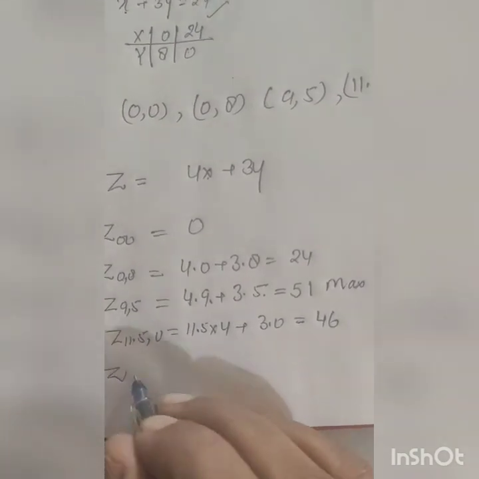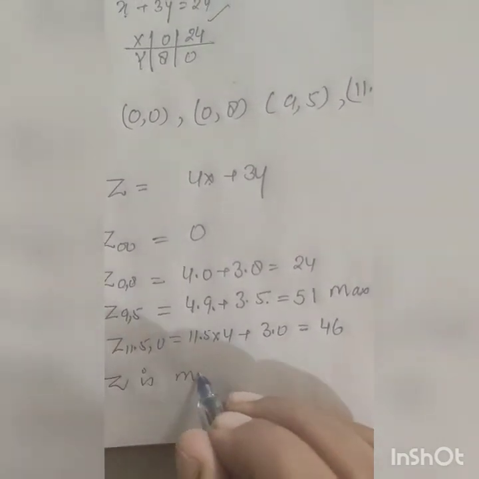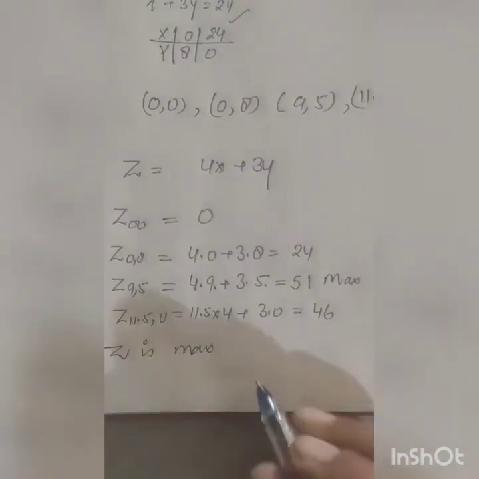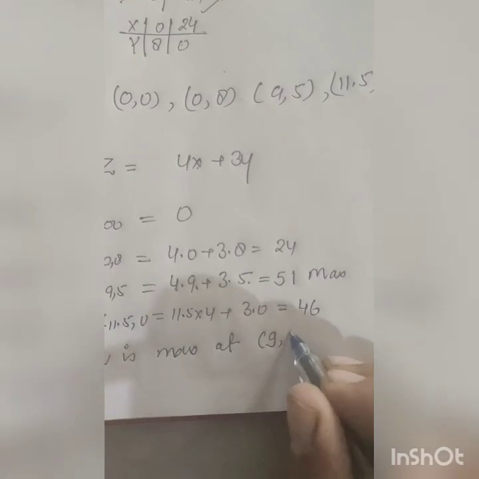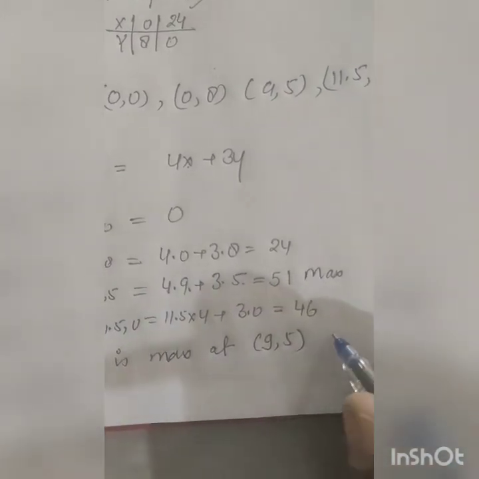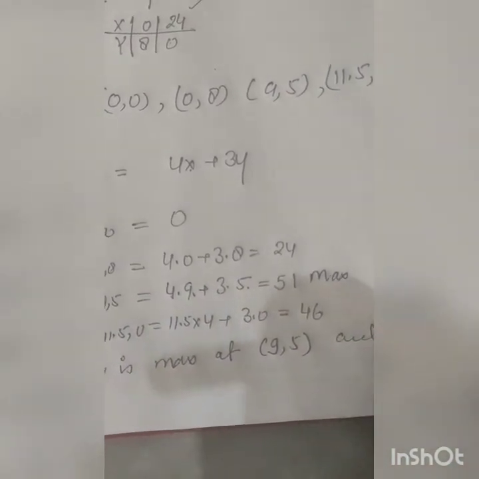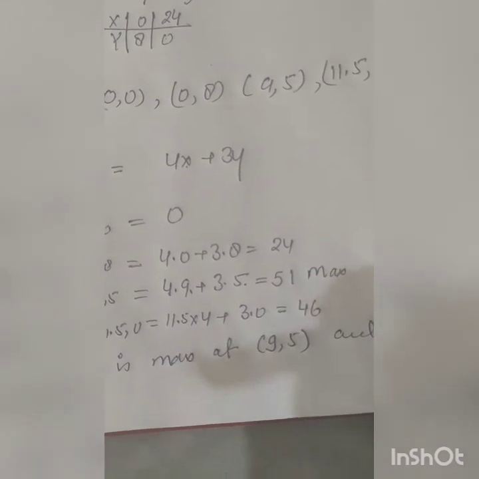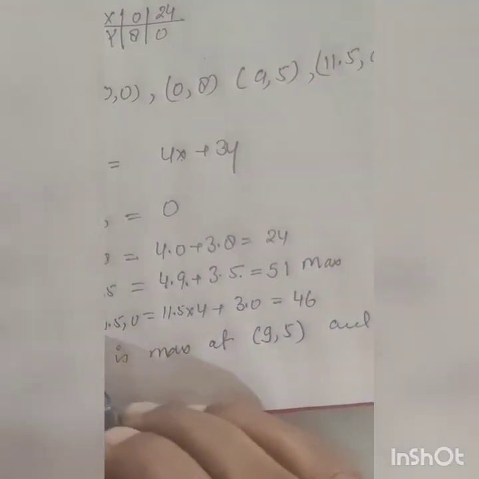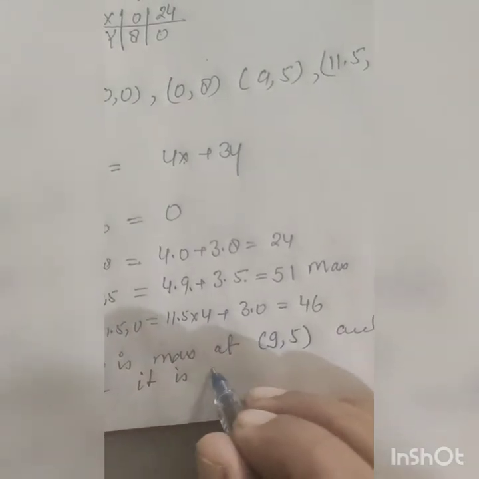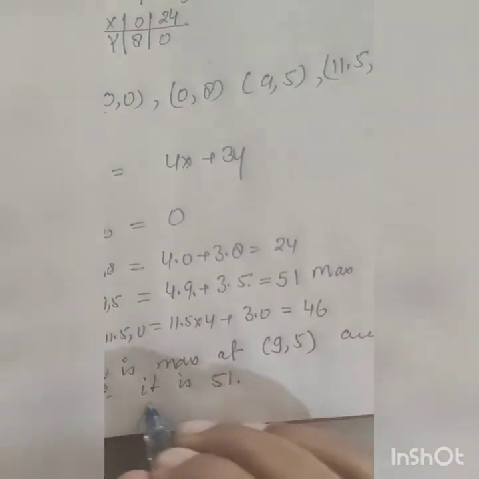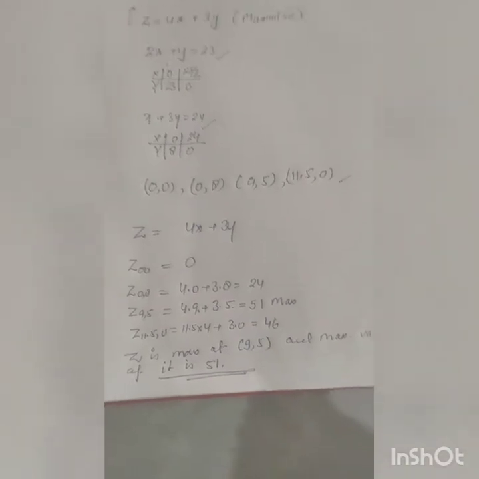So z is maximum at 9, 5, and the maximum value of it is 51. This will be the overall solution.